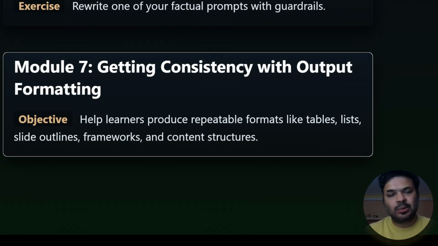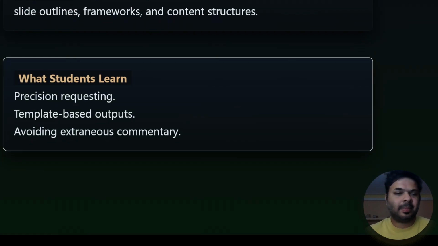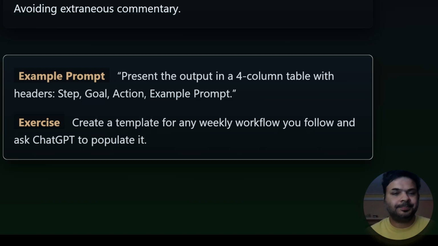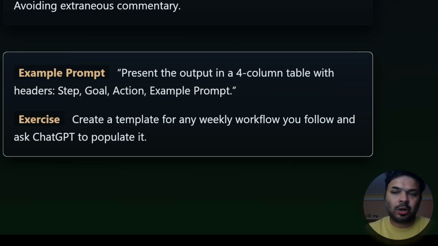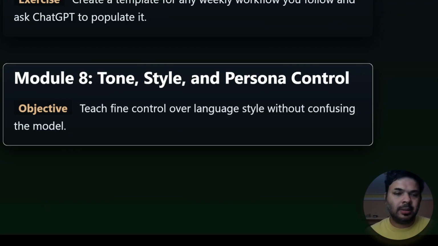Getting consistency with output formatting. Help learners produce repeatable formats like tables, lists, slide outlines, frameworks, and content structures. So you should learn precision requesting, template-based outputs, and avoiding extraneous commentary. Present the output in a 4-column table with header, step, goal, action, example. So very specific how you want your output to be formatted. Template for weekly workflow. That's good.